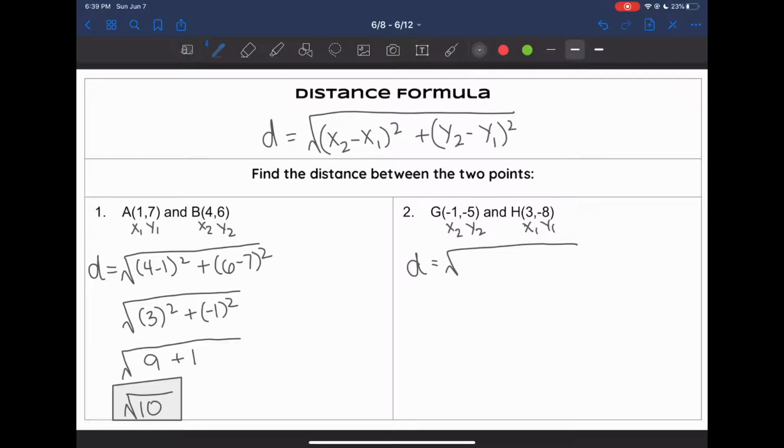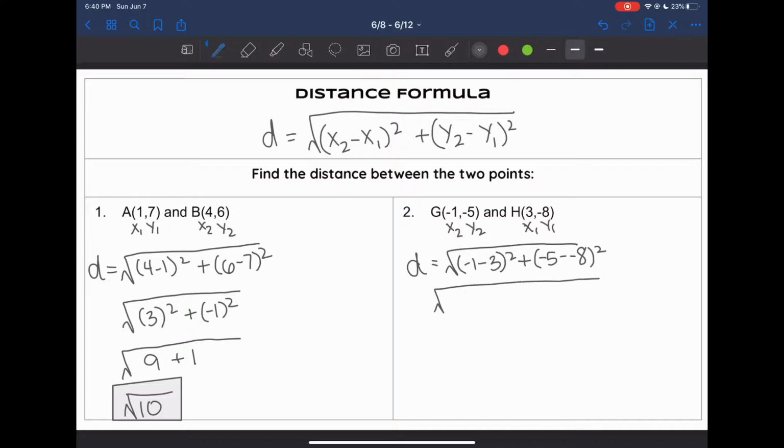So it is (x2, -1, minus x1) squared plus (y2 minus y1) squared. So what I meant by having our ordered pairs split up is that we have (-1, -5). -1 and -5 are split up, but they both come first in the equation. 3 and -8 are split up, but they both come second in the formula. And now we can follow our order of operations to solve.